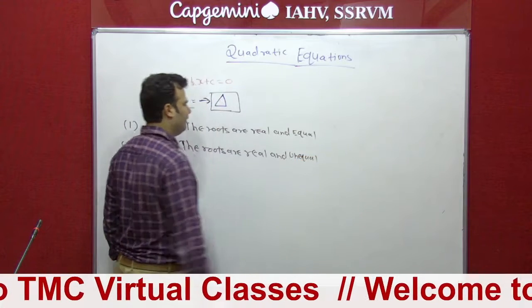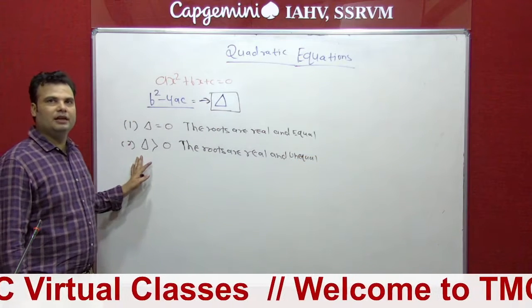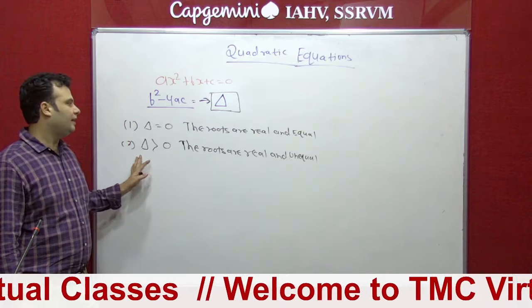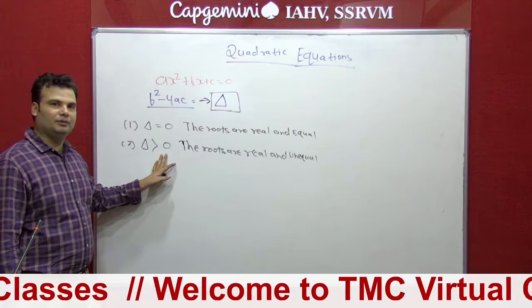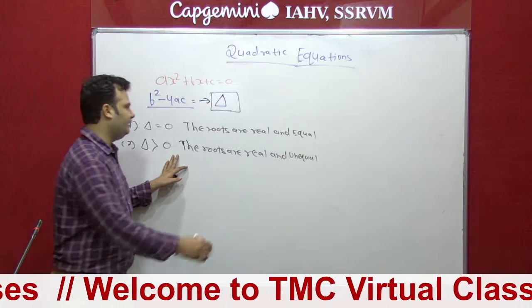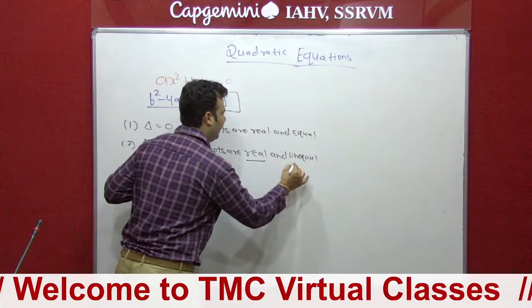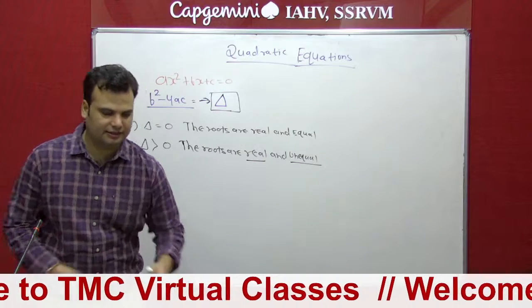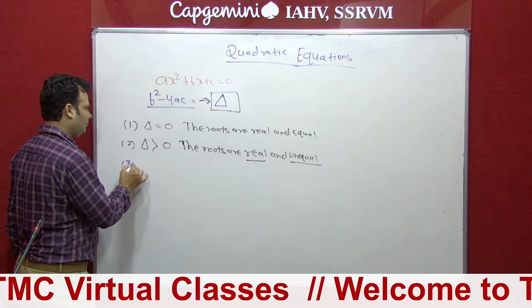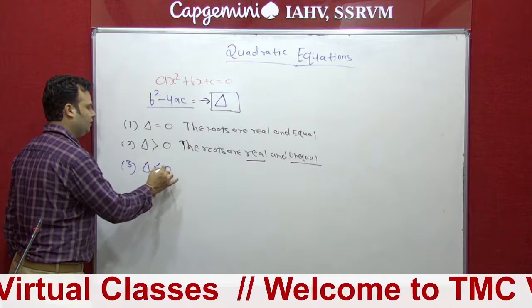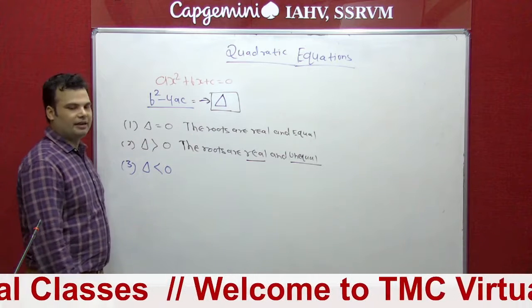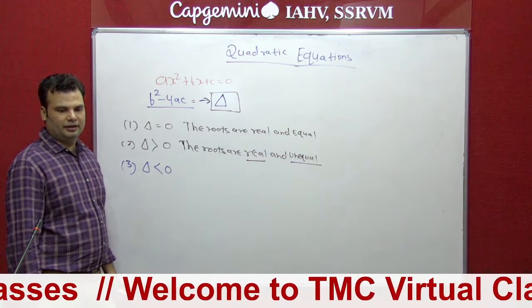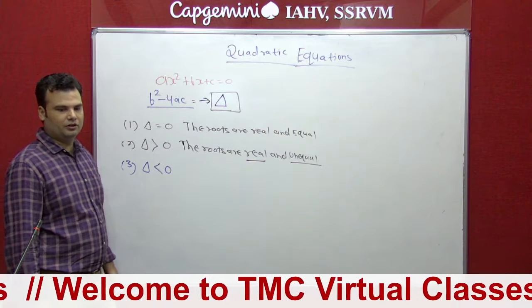So whenever you find the value of b square minus 4ac, if the value of discriminant del is greater than 0, means positive, that time we can write the given roots are real and unequal. And the third condition is if less than 0, means negative, that time we can write the roots are not real.